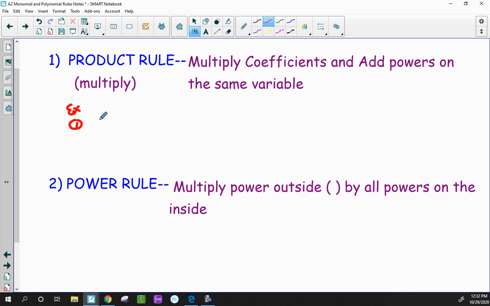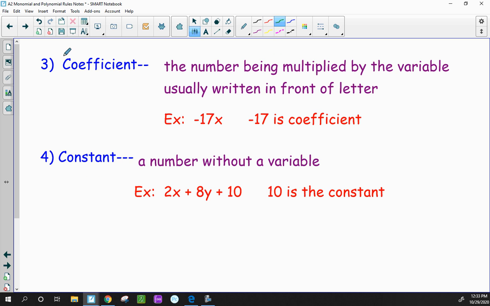So product rule, if I give you, we'll start off with an easy one, x to the 4th times x to the 8th times x to the 2nd. Okay, each one of these are monomials. They fit the definition, one term. When I put times signs in between, I'm asking you to use the product rule. That tells you to multiply coefficients. Now the coefficients are the numbers being multiplied by the variable, and they're usually written in front.